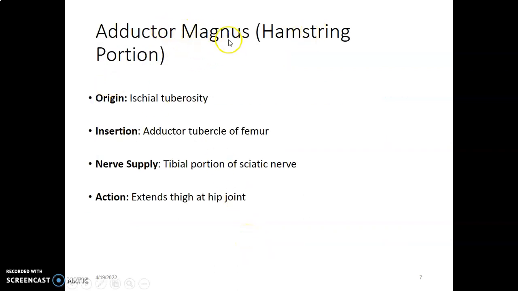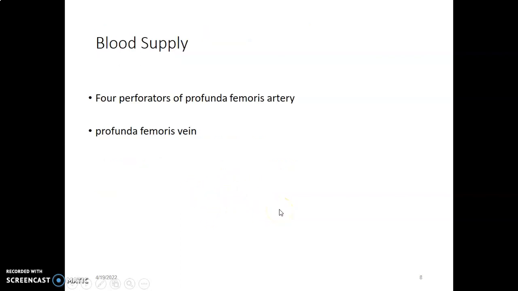The hamstring portion of adductor magnus originates from the ischial tuberosity and inserts on the adductor tubercle of the femur. It's mainly innervated by the tibial portion of the sciatic nerve and causes extension at the hip joint. It does not cross the knee, so it only extends at the hip. What is the blood supply of the hamstring muscles? The four perforators from the profunda femoris artery, or the deep artery of the thigh.